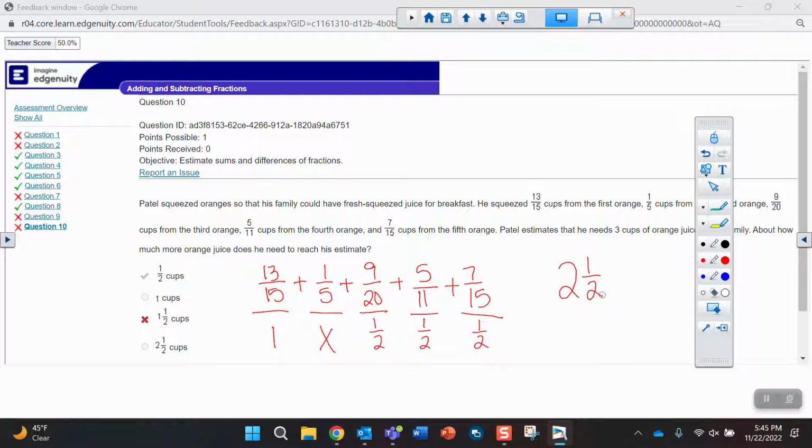Again, 7/15. 7 is about half of 15. 5 is about half of 11. 9 is about half of 20. 13 is really close to 15, so we're close to 1 there. And it's this word estimate here. So if he needs 3 and he has about 2 1/2, then we would need about another half of a cup.